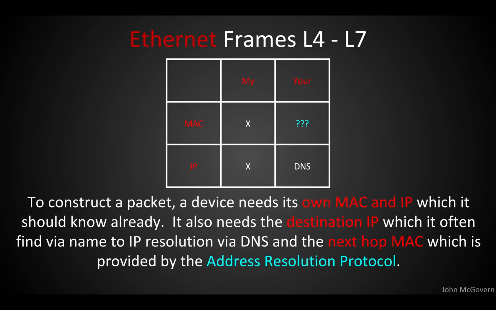So let's talk about building out a frame here. To construct a packet, the device needs four things, and we kind of alluded to this in a previous slide. It needs its own MAC and IP address, which it should already know. So my IP source and my MAC source. There's my MAC, there's my IP. The X's mean we already have this information.